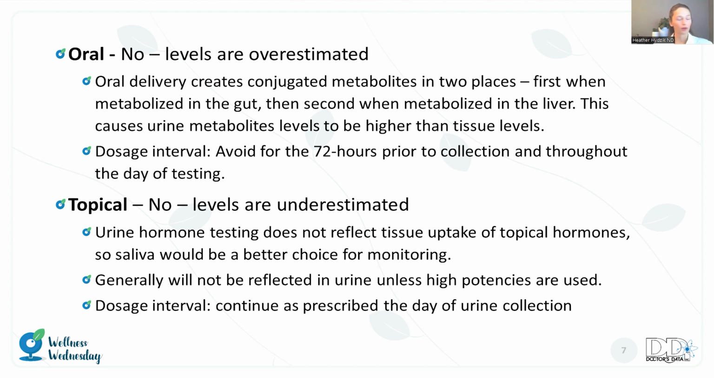And now I'll go through different delivery methods of hormones and what happens to them in the urine, because you are going to be testing patients who are on supplementation. So you want to know what that's going to look like in the urine. Oral hormones end up overestimated in the urine because conjugated metabolites are created in two places. First, when the hormones are metabolized in the gut, and then a second time when they're metabolized in the liver. That way you end up with a lot more urine metabolites compared to tissue levels.